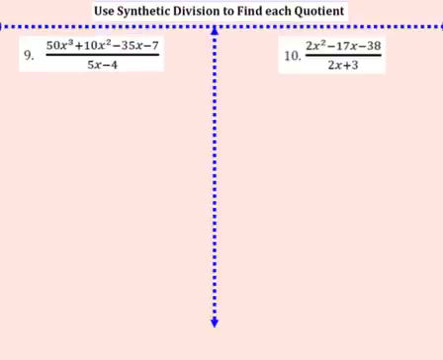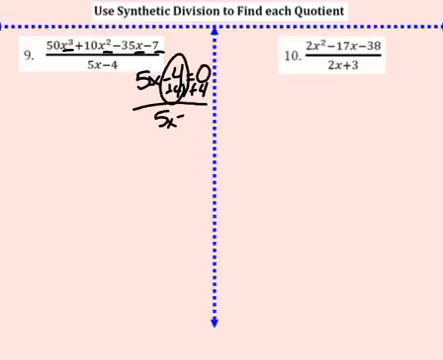Alright, then we're going to go to 9. In number 9, you're going to have x cubed, x squared, 1, nothing. Alright, so 5x minus 4 equals 0. Add 4, add 4. 5x equals 4. Divide by 5, 5. So x is going to be 4/5. So this is 4/5.